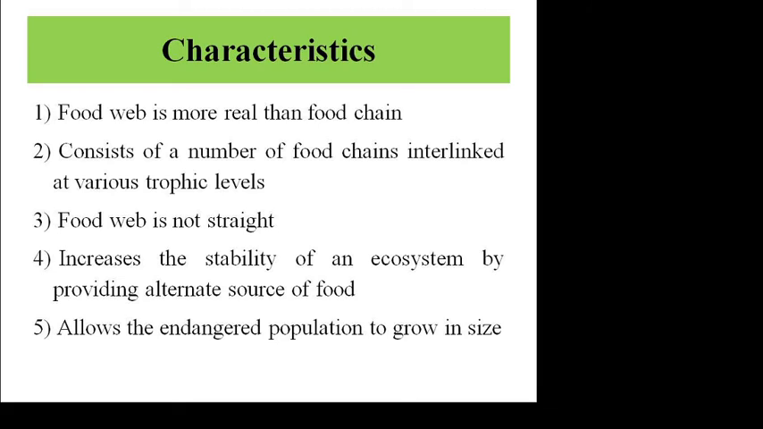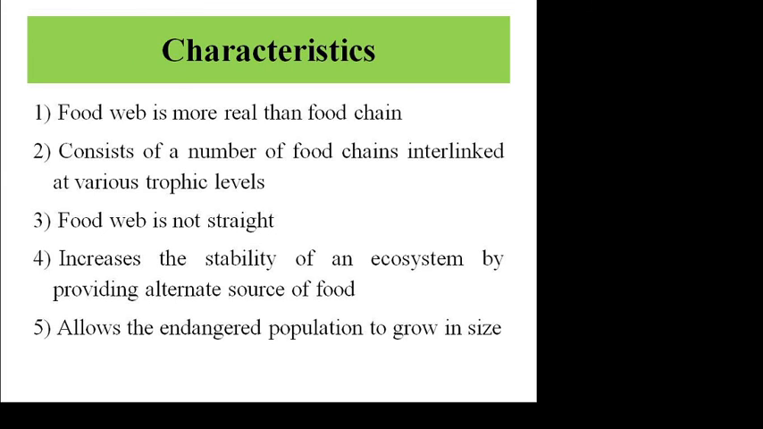What are the characteristics? It is more real than the food chain. Basically, what you see in nature, this is more practical and more realistic than any food chain. It consists of a number of food chains interlinked at various trophic levels. Trophic levels are basically the levels at which the organisms are placed. Now, a food web is not straight, as you have seen; it is interconnected and crisscross. It increases the stability of an ecosystem by providing alternate sources of food. And one of the biggest advantages is that it allows the endangered population to grow in size.